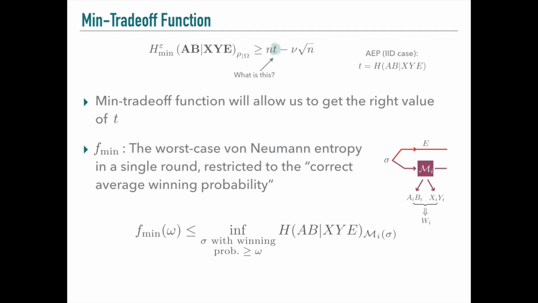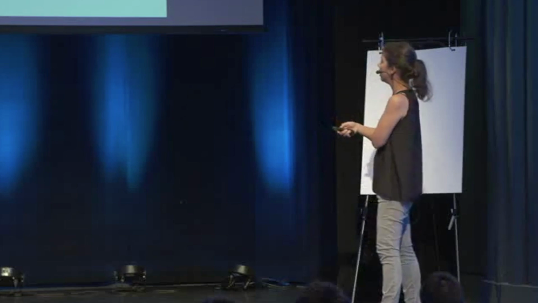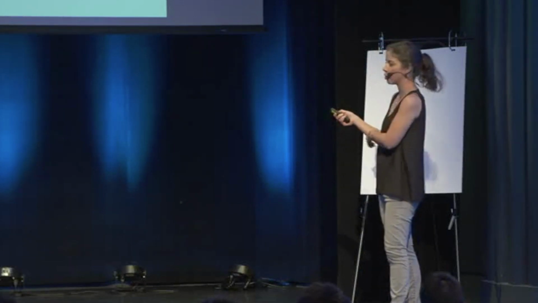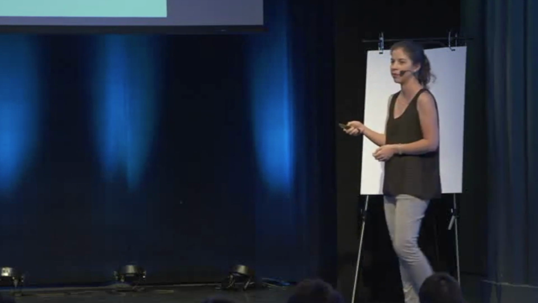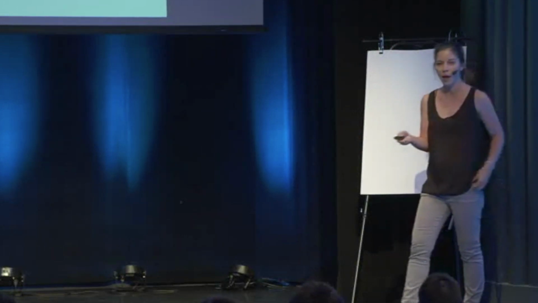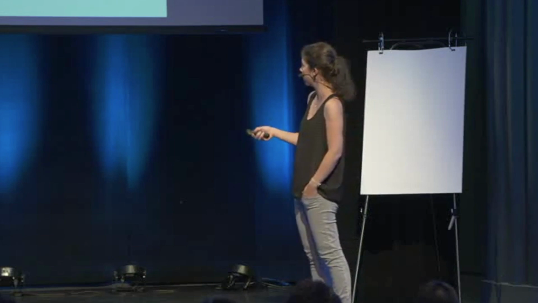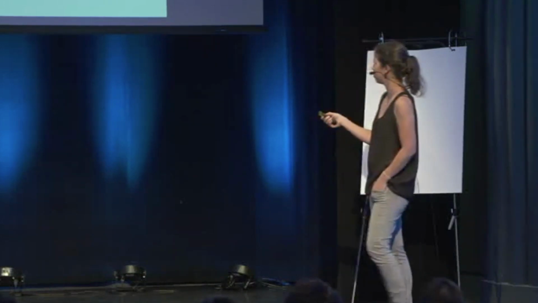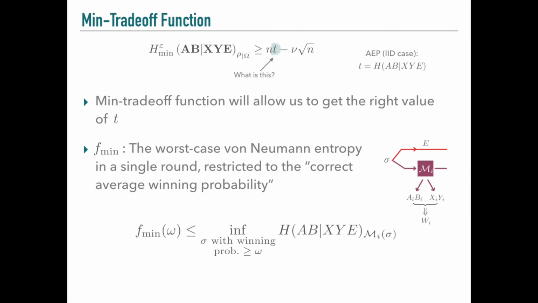Okay. The last object is the min-tradeoff function. So we start with this question, what is this t here? In the case of the asymptotic equipartition property, in the IID case, this was the von Neumann entropy. So now, basically, the min-tradeoff function is the object that is going to tell us what the value of t here should be, such that we get the right bound. Okay, so it's maybe hard to understand right away. The min-tradeoff function is the worst case von Neumann entropy in a single round restricted to the correct average winning probability.